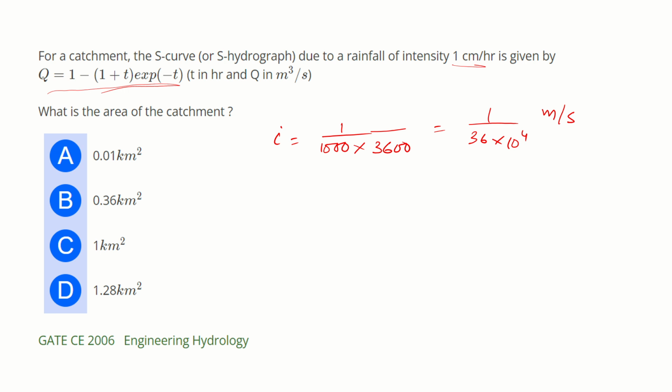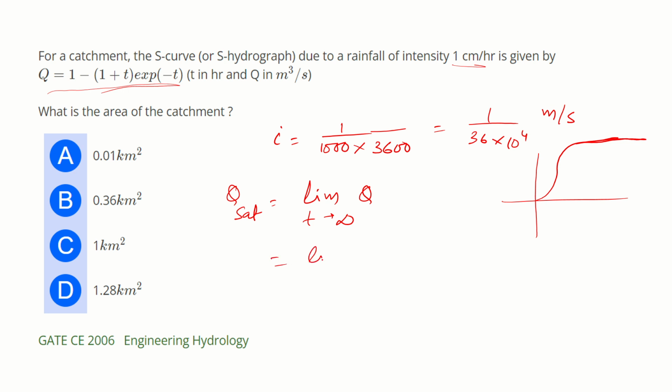ठीक है, अब S curve का Q saturated जो है, that means saturated discharge, that is nothing but limit t tends to infinity Q. How does S curve look like? This is an S curve. This is your saturation discharge, right? And it happens at t is equal to infinity, t tends to infinity, right? So limit t tends to infinity. Q का वैल्यू क्या दिया हुआ है? The Q is given as 1 minus (1 plus t) e to the power minus t.